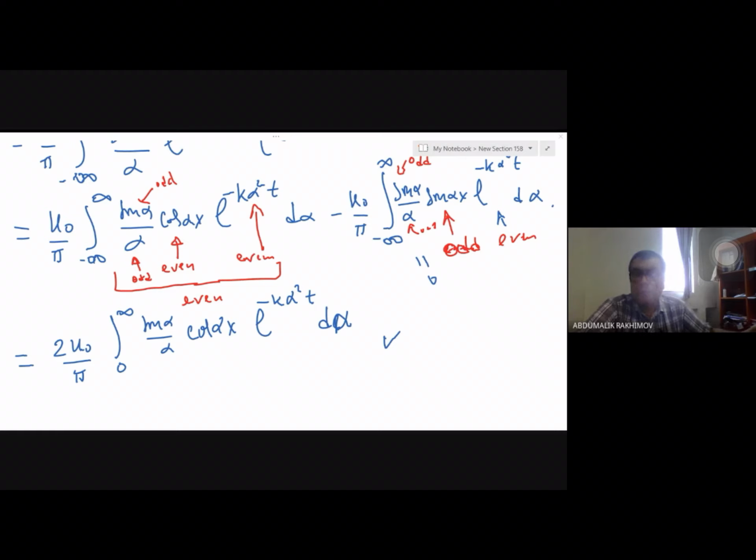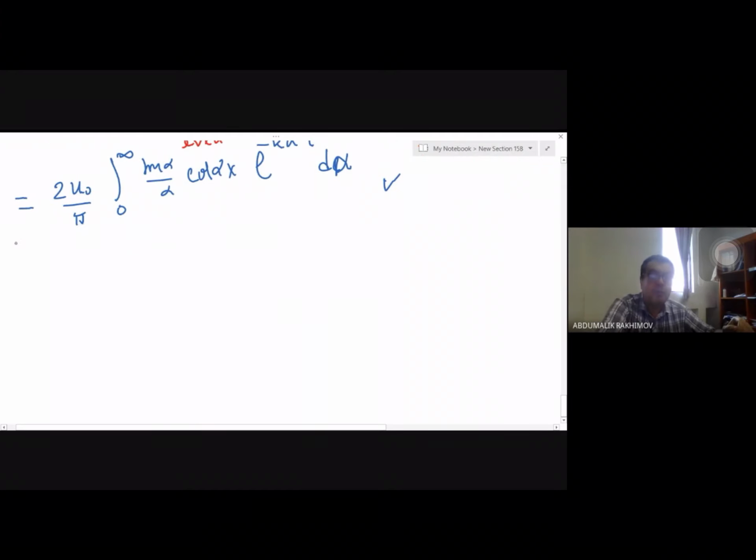So from where this appears? Now let's go to another exercise. So we leave answer like this, integral form, because you cannot evaluate this integral. Now, let me bring another exercise. Copy and paste.